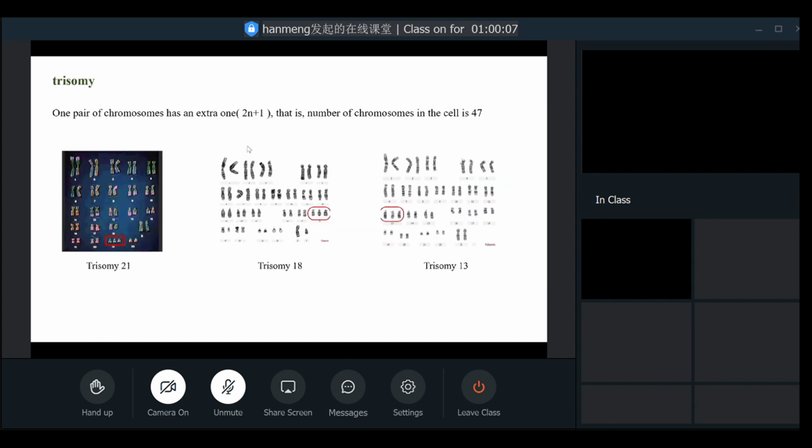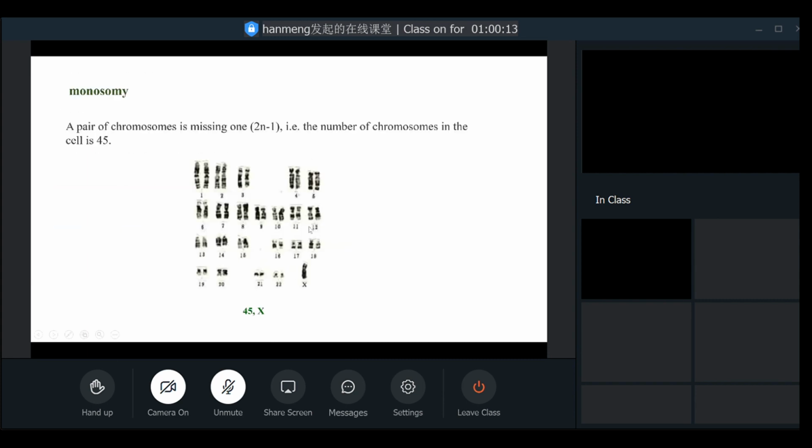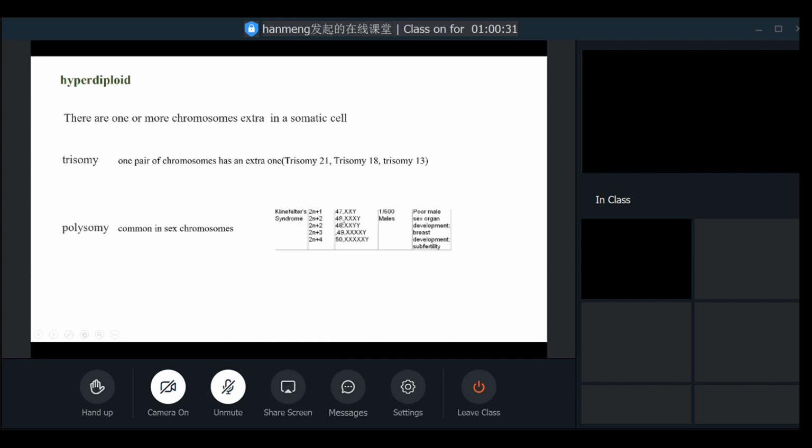In chromosome number aberration, the description of the abnormality is given with its total chromosome number and the sex chromosome types. For example, 48, XXXY. So this is how to describe a chromosome number aberration: with the total number of chromosomes and the sex chromosome types.